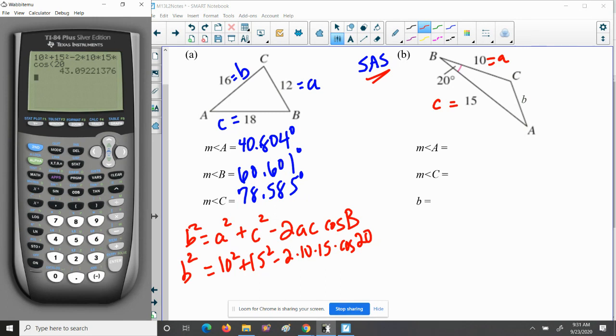Now remember that's b squared. So we want to take the square root, and then I'm going to hit second negative to get the answer from before. So this should be our value for b. What is that? 6.564.